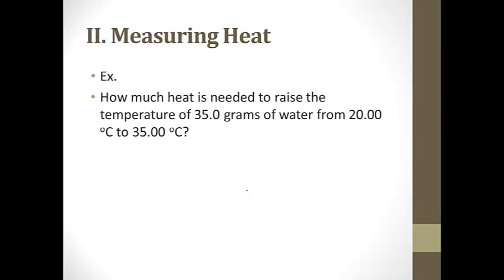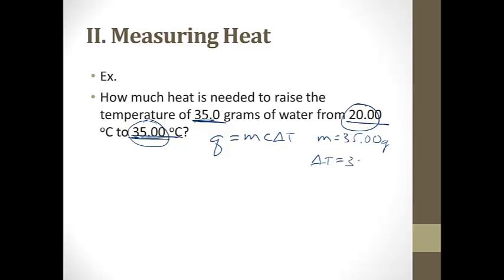Okay, so here's a little problem. How much heat is needed to raise the temperature of 35 grams of water from 20 degrees Celsius to 35 degrees Celsius? So we're looking for Q, and it's equal to M times C times delta T. The mass of the object is 35.000 grams. Delta T, make sure you calculate it correctly, final minus the initial, 35.00 minus 20.00. So that's going to give you 15.00 degrees Celsius.